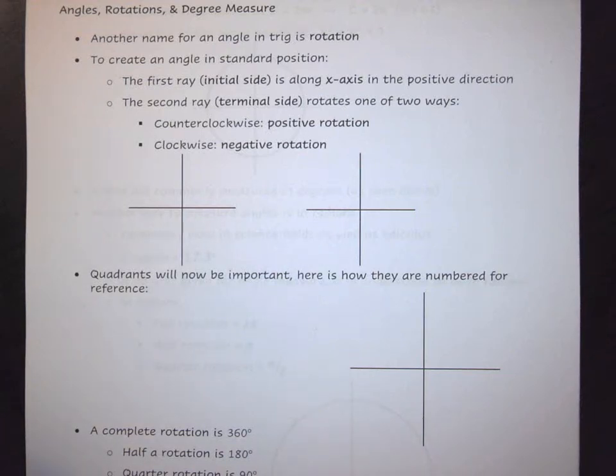In this lecture, we are going to look at an introduction into angles, rotations, and degree measures, as well as touch a little bit on some of the unit circle and radian measures. So first and foremost, when we're talking about angles, we have two different types of angles. We have positive and negative. And we do that by looking at where your rays are.